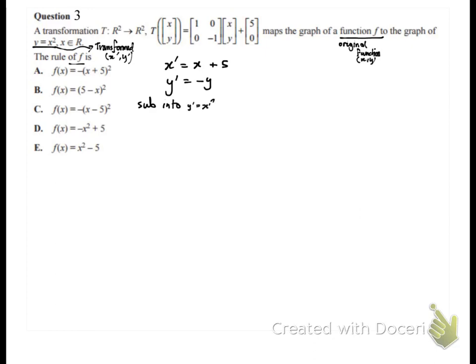So sub it in straight away, and then transpose and solve for y, and we get this as our original function. Option A. Alright, there you go.